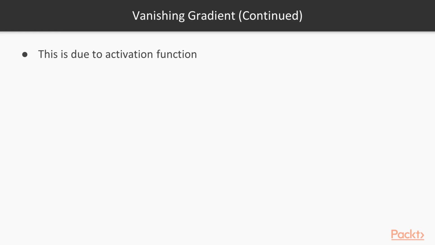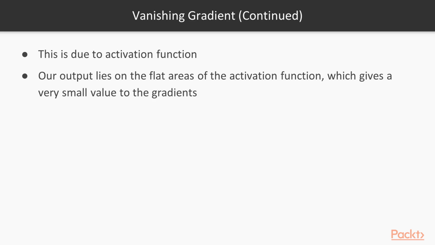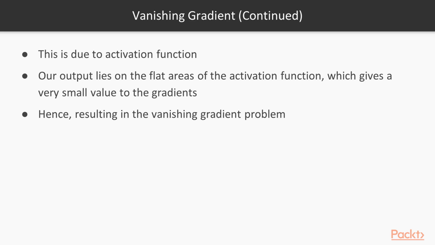Just a little bit about why the gradient value becomes very small. It is because of the activation functions. Our output lies on the flat areas of the activation function, which gives a very small value of the gradient, hence resulting in a vanishing gradient problem. So these are the two problems of RNNs.